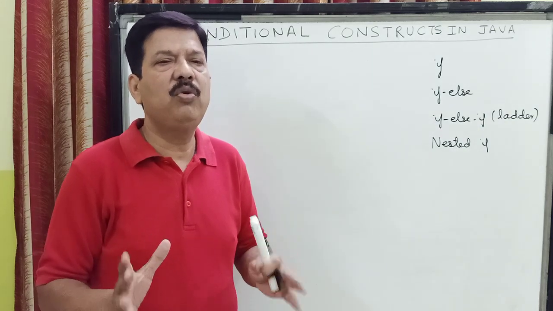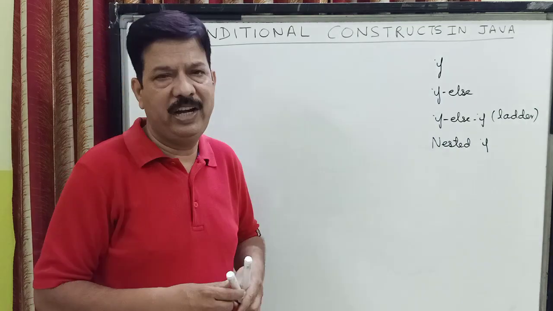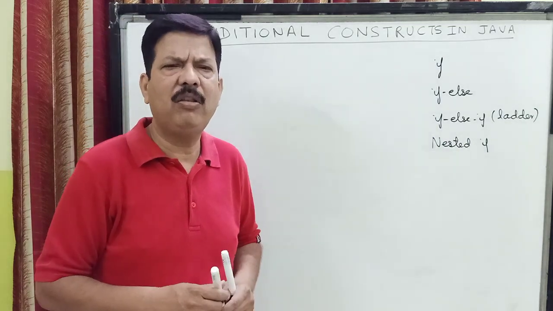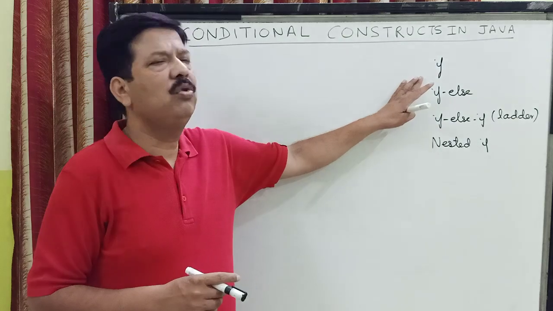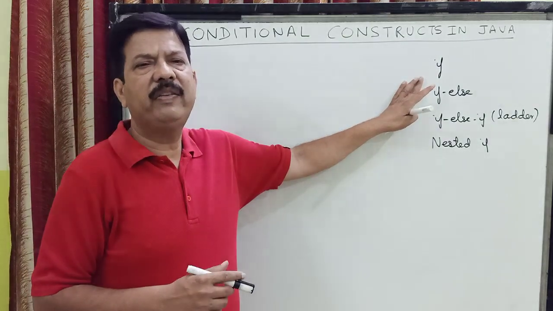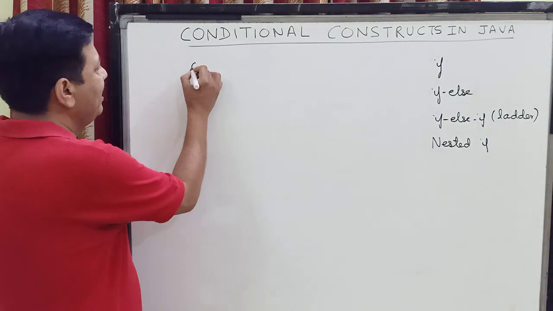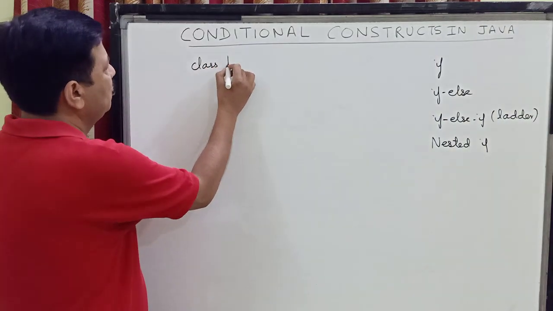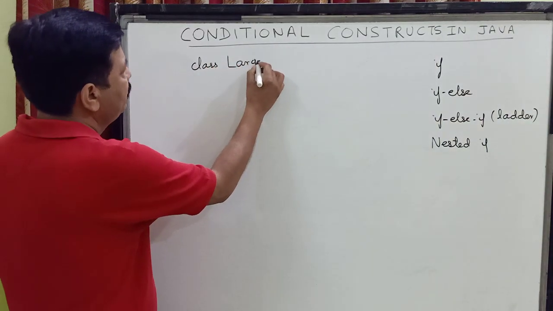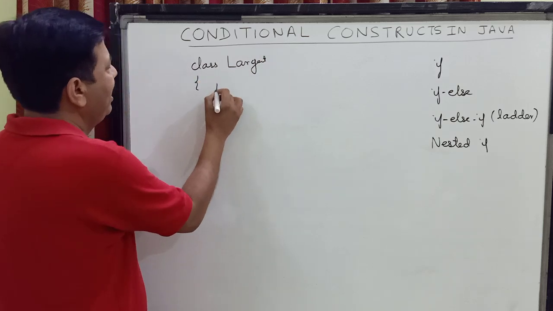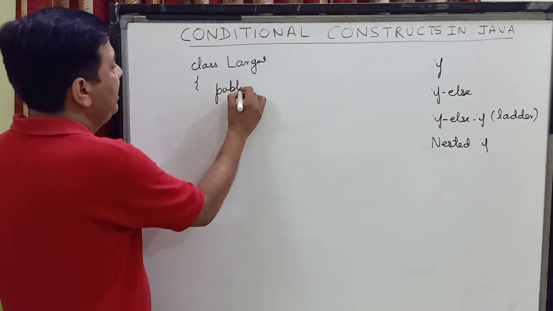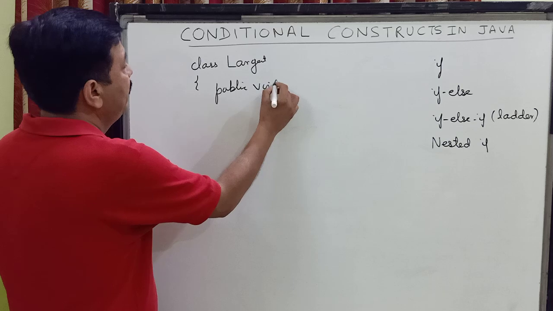And children, I am going to do this program with a simple if statement. It can be done in other ways also, but I am going to show you the execution of this if statement through this program. So children, it is asking us to find the largest number. So class Largest, this is the class I have taken.